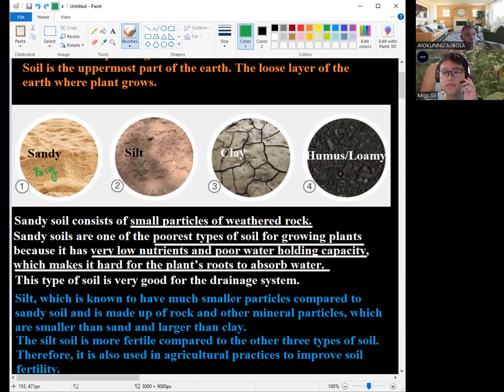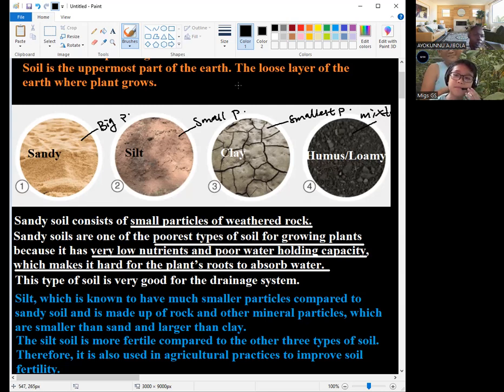Can you hear me? So talking about particles, sandy soil has big particles. Then this one has small particles, and this one has the smallest particles. Then this one is a mixture of the three in some proportion. Is that clear?